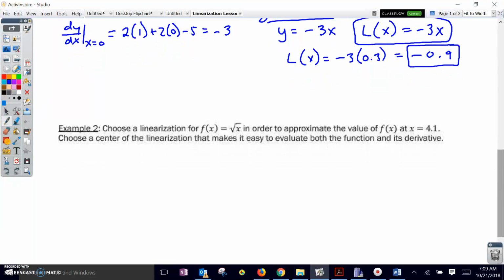Alright, example 2. Choose a linearization for f of x equals square root of x in order to approximate the value of f of x at x equals 4.1. Choose a center of linearization that makes it easy to evaluate both the function and its derivative.